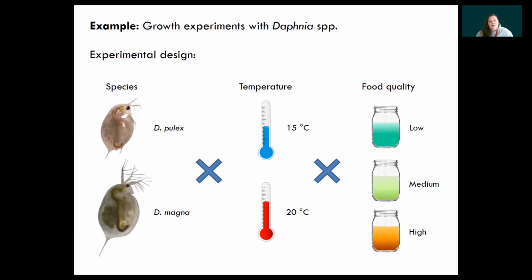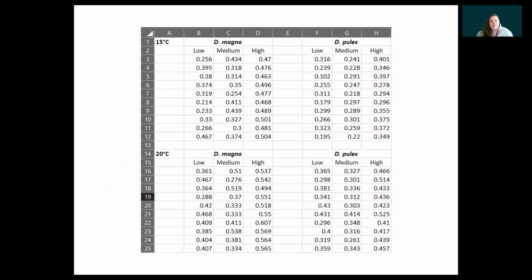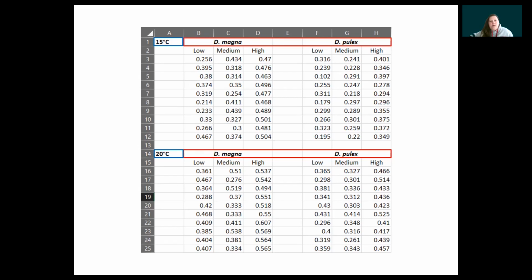So the way you might put your data into an Excel sheet would be something like this. You would have, for example, 2 different data sets basically subdivided for the temperature. So we see here in the upper part, we have the temperature of 15 degrees, and then in the lower part, the temperature of 20 degrees. And then you would have, again, 2 kind of separate parts where you have data for Daphnia magna on the left side, and then data for Daphnia pulex on the right.